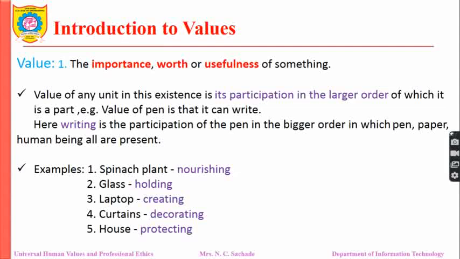So house is the next example. So I thought, why not identify its value? So here house is there to protect people who are living inside it. So protecting is the participation of the house in the bigger order in which house, land, people living inside all are present. So this has given me a very different meaning. I have started looking at things around me differently. I have started understanding importance, worth or usefulness of things around me.